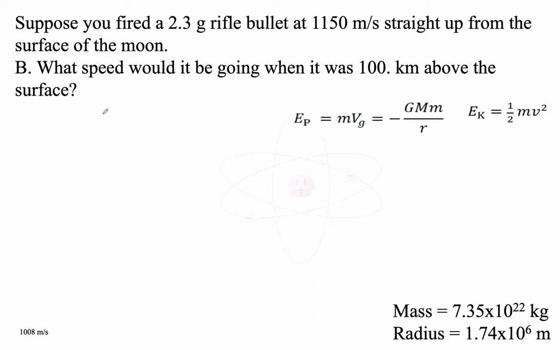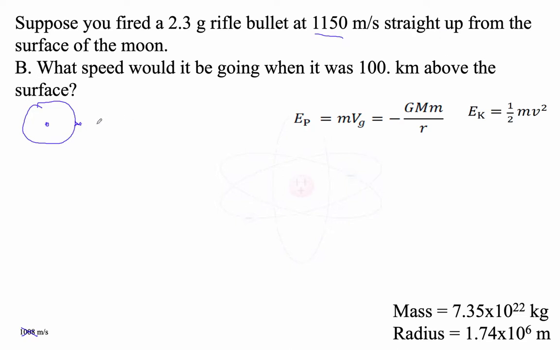Okay, so we've got a bullet. We're going to fire it from the surface with that speed, right? 2.3 gram. And we want to know what speed, and I think we're going to get an answer that's slightly off of this, so let's not worry about it. It'll be around that, because I think I rounded this value of the radius. So we are firing it from this surface with that speed, right?